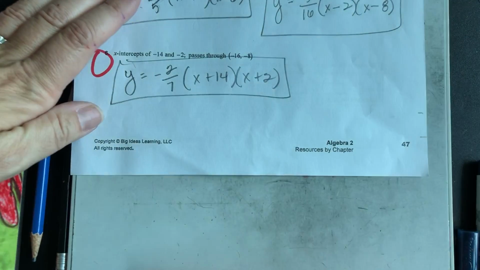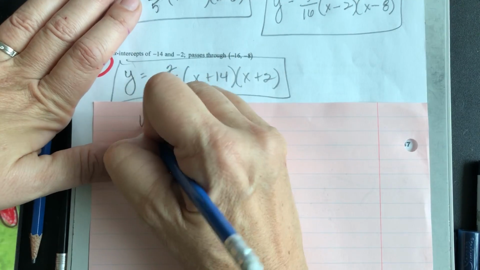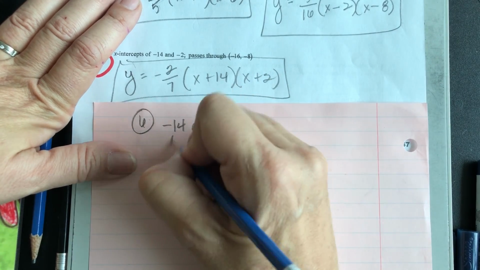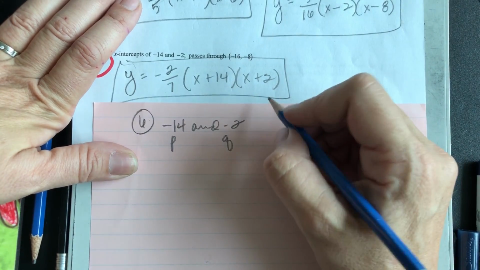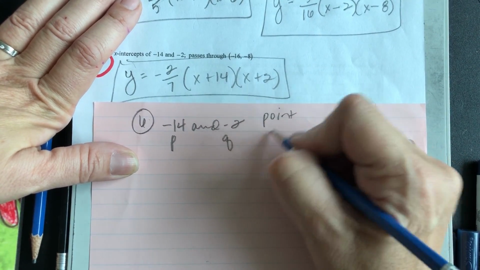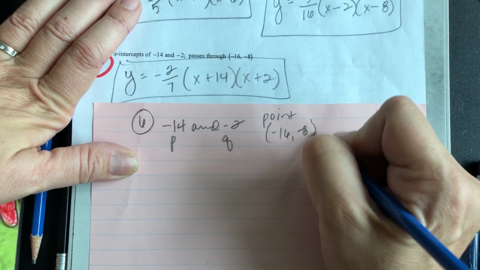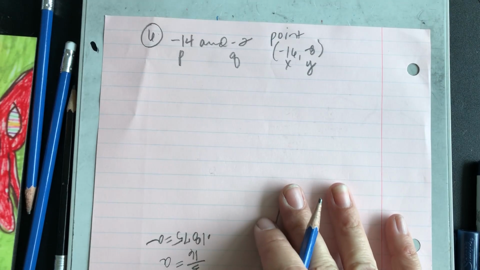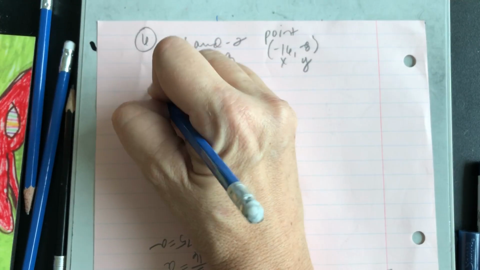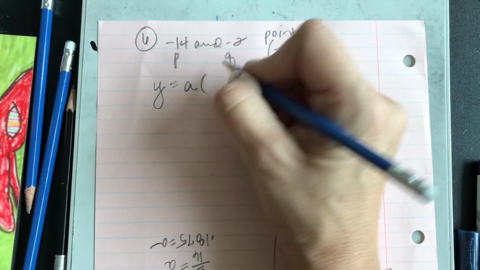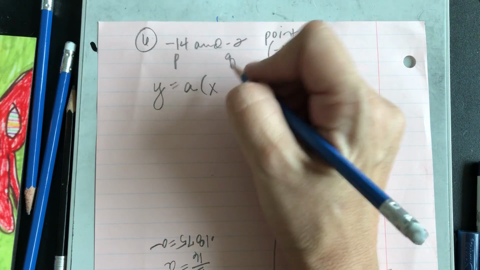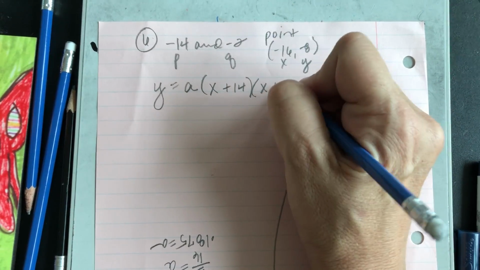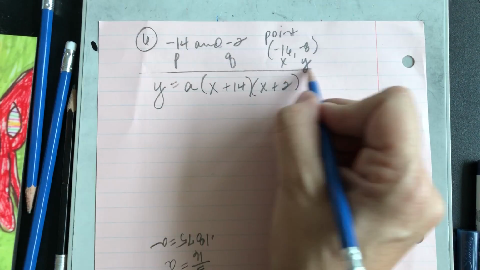Now problem number 6 here. In problem 6, they gave me that my x-intercepts are negative 14 and negative 2. So there's my p and q. It gives me a point, negative 16, negative 8. That's going to be an xy I can use. So first step, y equals a times x minus negative 14, which is going to be x plus 14, times x minus negative 2, which is going to be x plus 2.